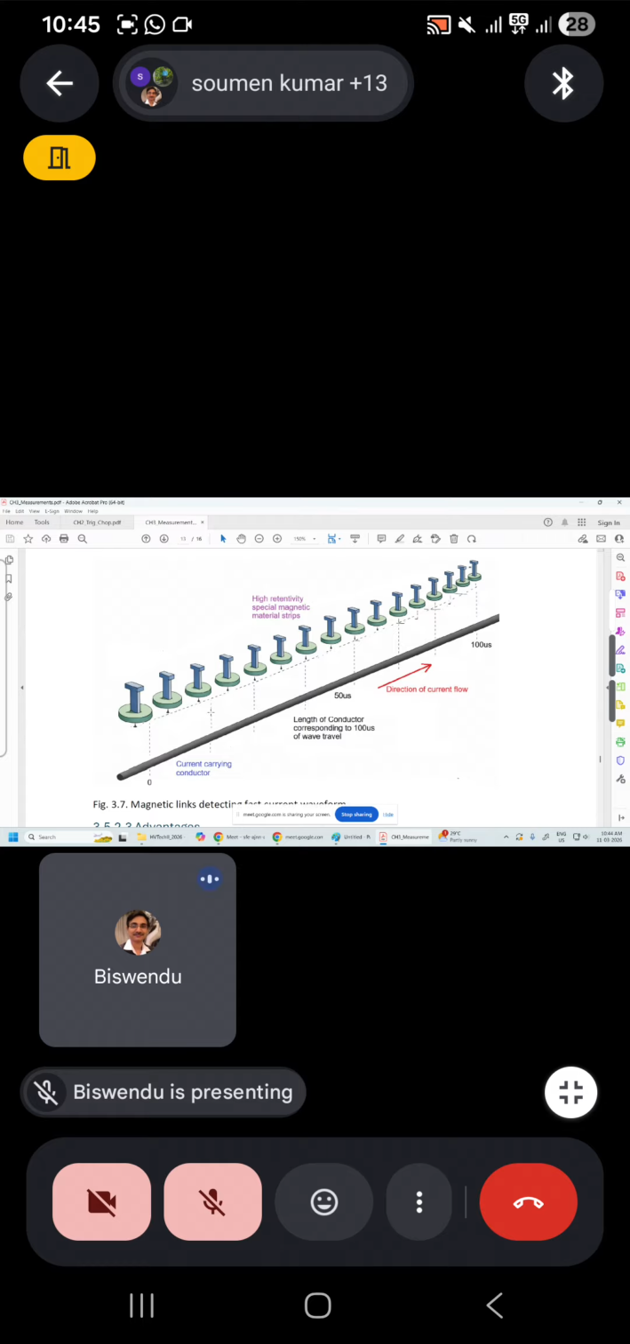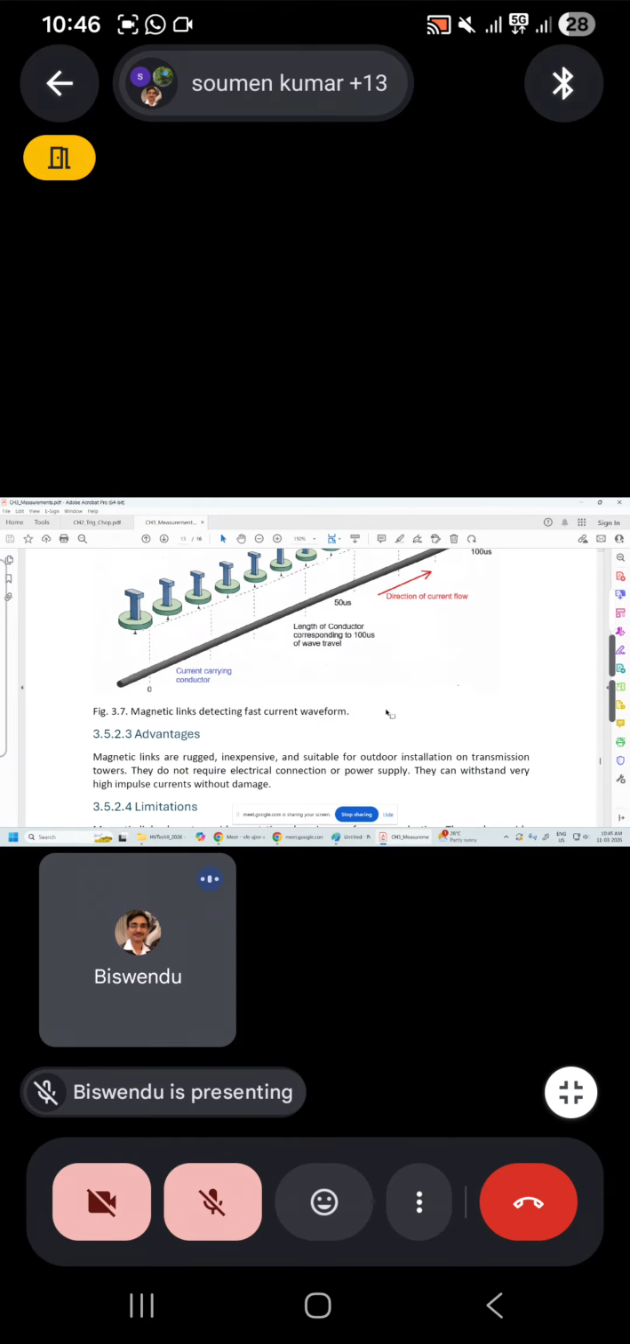For example, I have say 50 magnetic strips arranged in a span of 100 microsecond travel. In 100 microseconds, suppose the wave travels from 0 to this point. So I will arrange 50 strips and get the data from its strips, and I get 50 data, and I plot it and get the idea of impulse current.